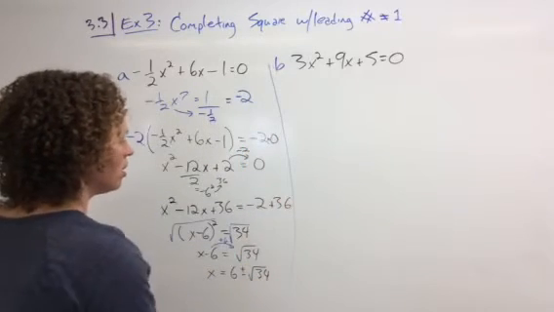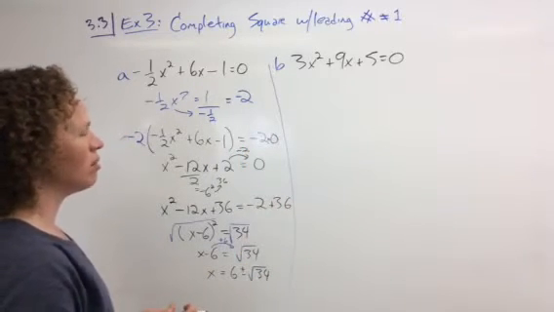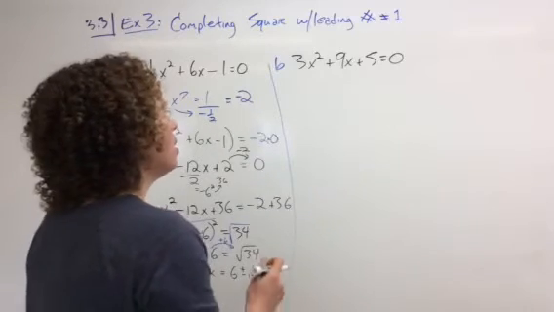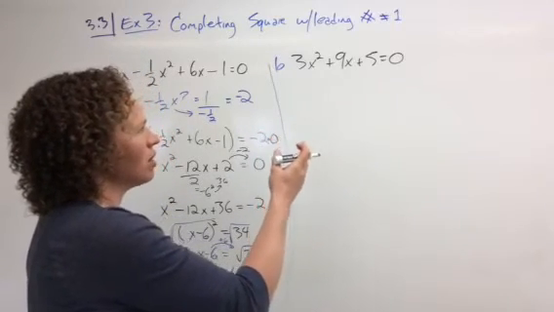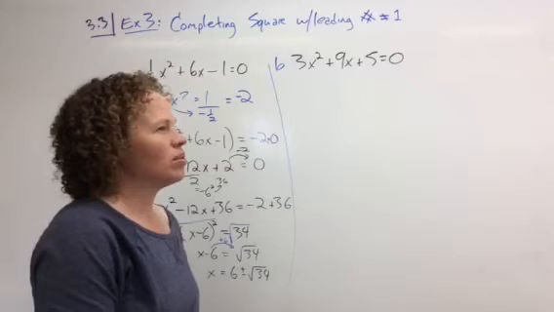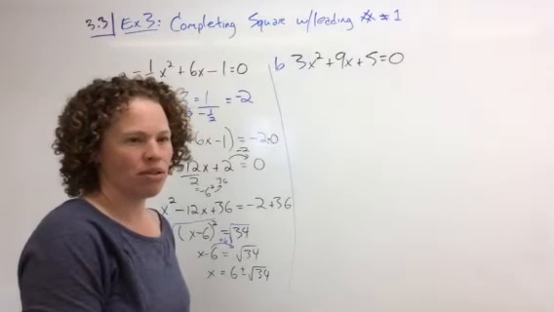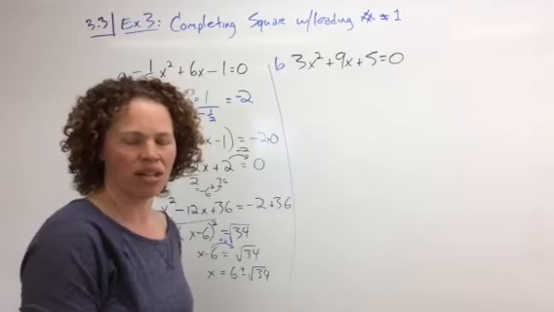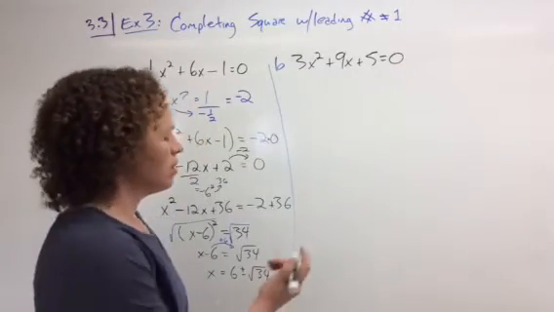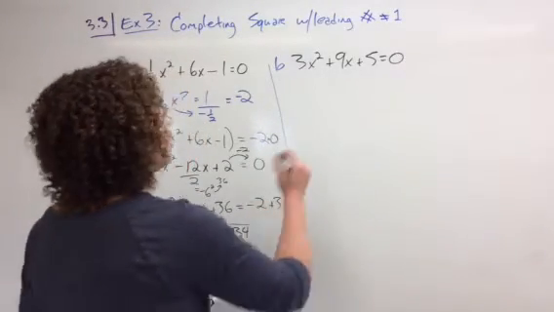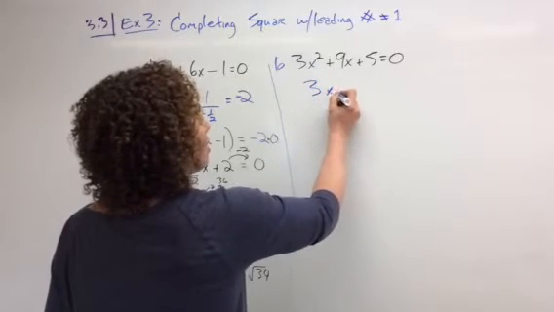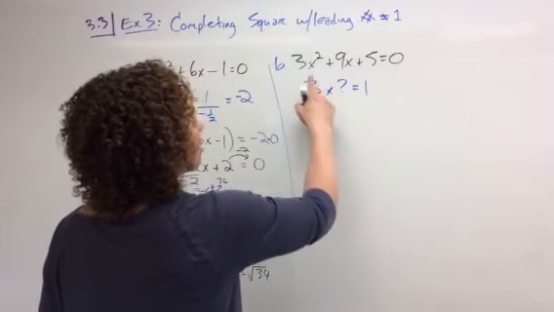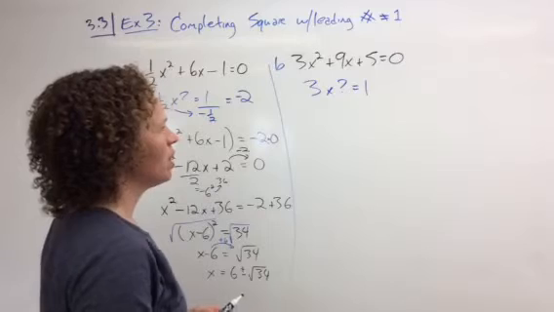Let's just draw a little line here so we're not getting in the way. Now this one starts with 3x squared. So what do I multiply 3 by to get to 1? Well, maybe it's easier to think of it as dividing. But I've got to go 3 times something equals 1, because I need to make this 1.